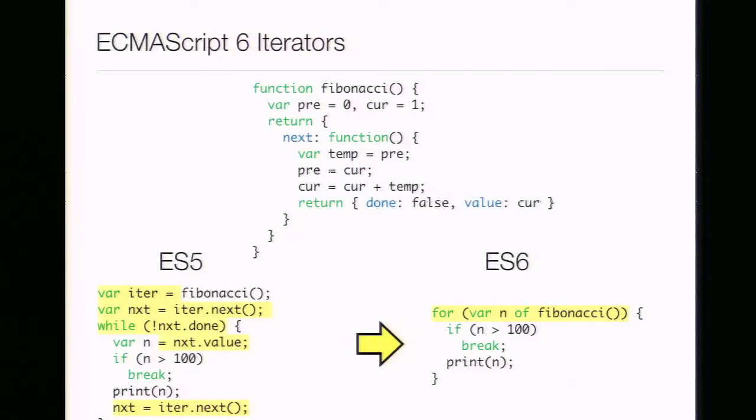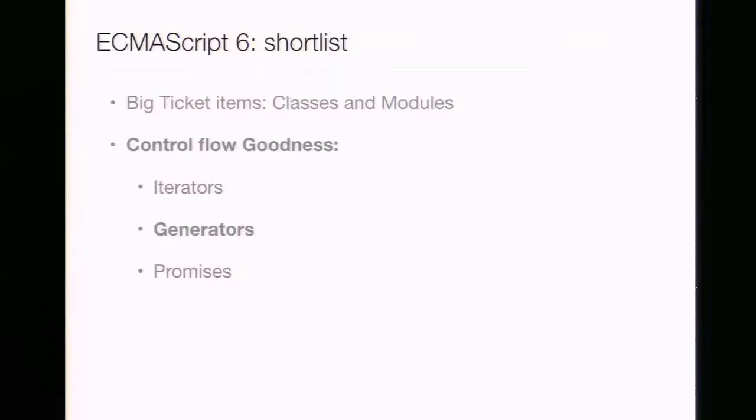Now, that's great. But if you look at the generating function, Fibonacci here, it still needs to know about the details of the iterator protocol. It needs to know that it has to return an object with a next method, and that next method has to return an object with a value and a done field, and so on. So it's quite cumbersome to write.